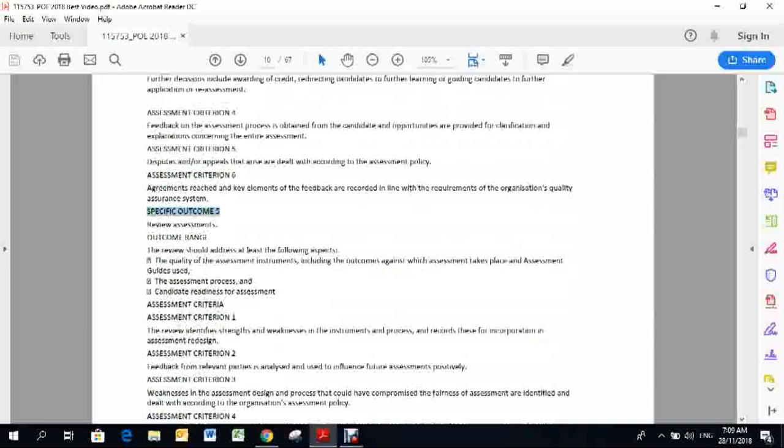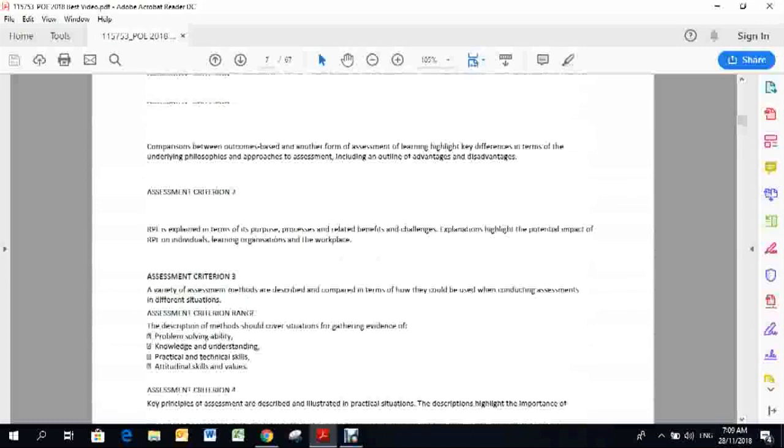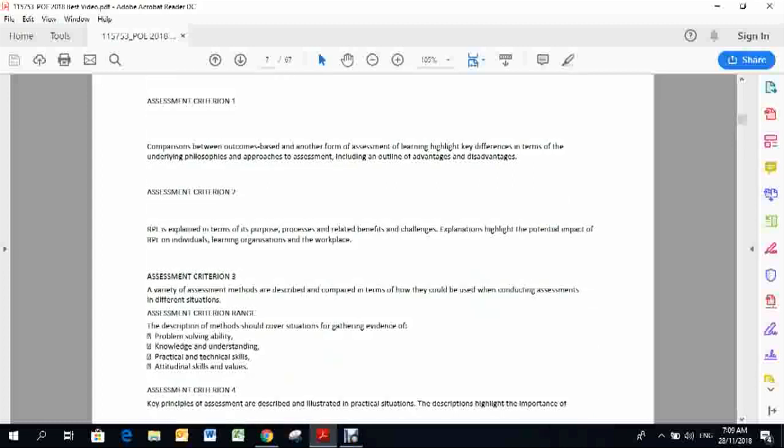So what we have here is specific outcome 1 will tell us we need to demonstrate an understanding of outcomes-based assessment. But how do we do that? What do we know, or what exactly are we supposed to be doing? So assessment criteria 1 will then tell us that comparisons between outcomes-based and another form of assessment of learning highlight key differences in terms of underlying philosophies and approaches to assessment, including an outline of advantages and disadvantages.